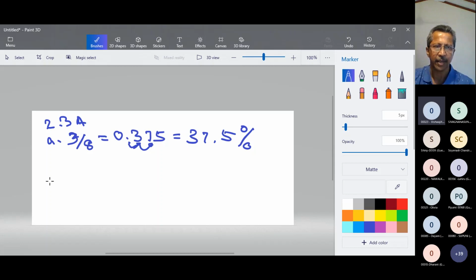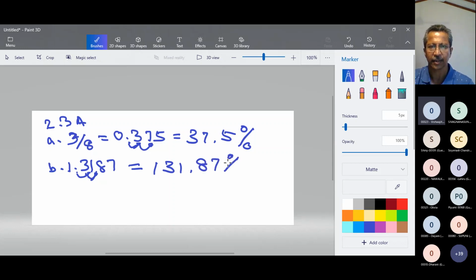So B is 1.3187. And we are asked to make it a percentage, right? So for percentage, we take the decimal one place and another place to the right. So that is 131.87%, right?